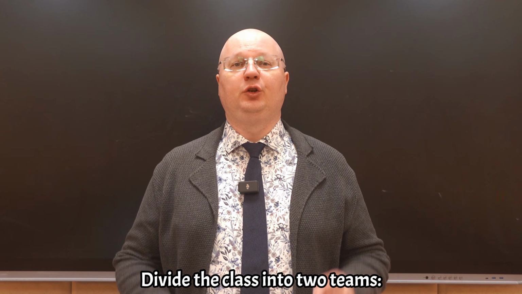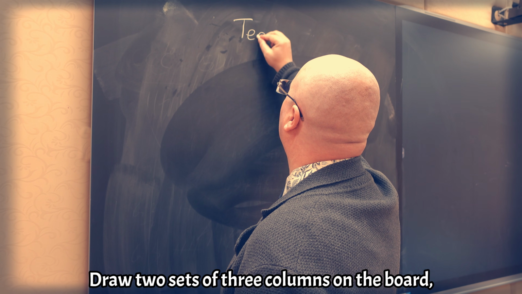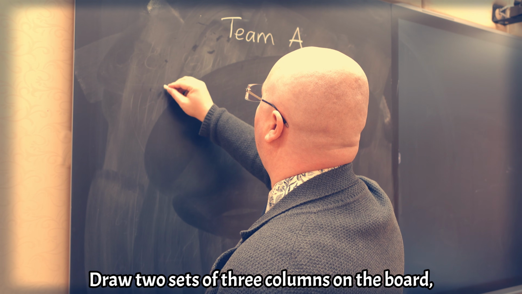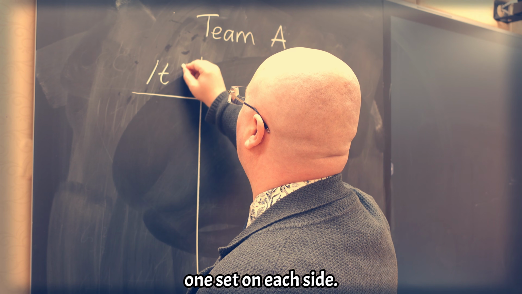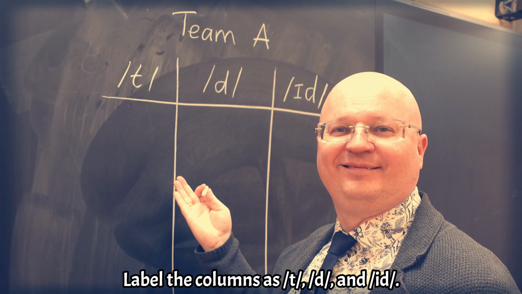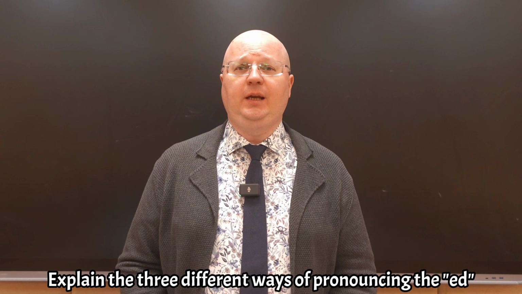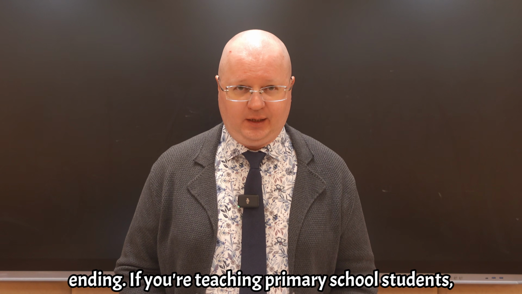Divide the class into two teams, Team A and Team B. Draw two sets of 3 columns on the board, one set on each side. Label the columns as T, D, and ID. Explain the 3 different ways of pronouncing the ED ending.